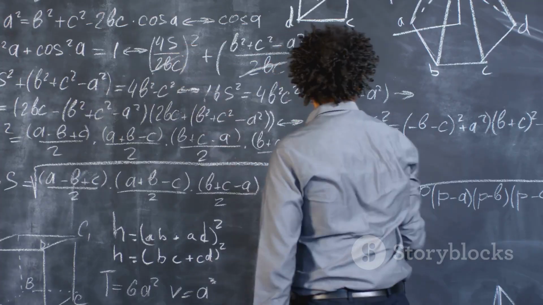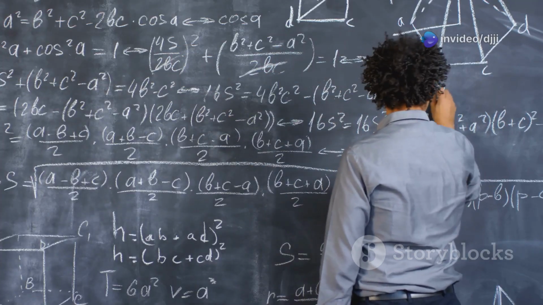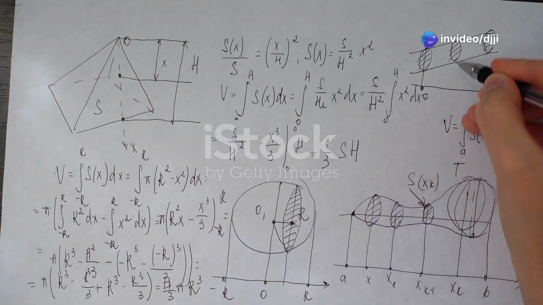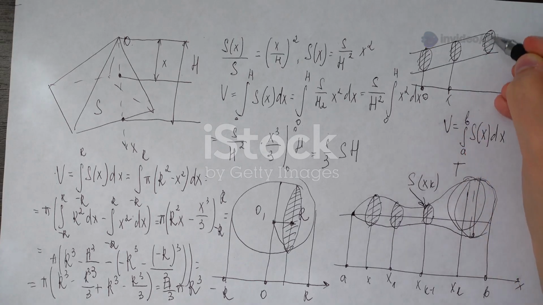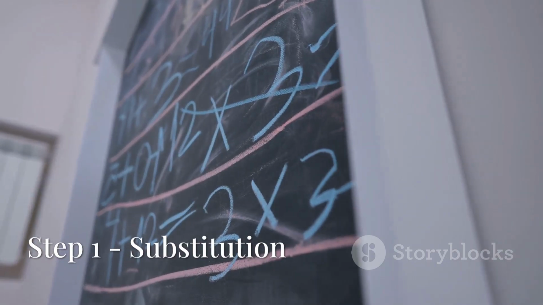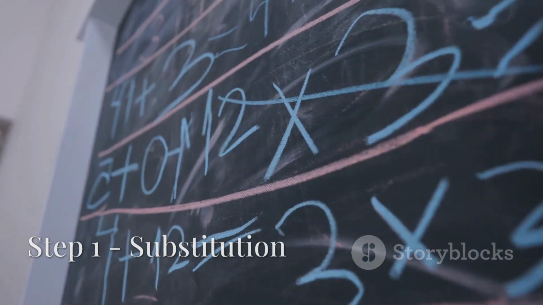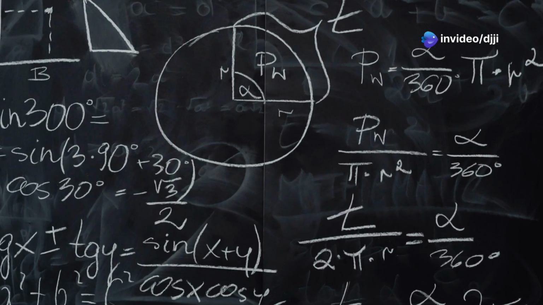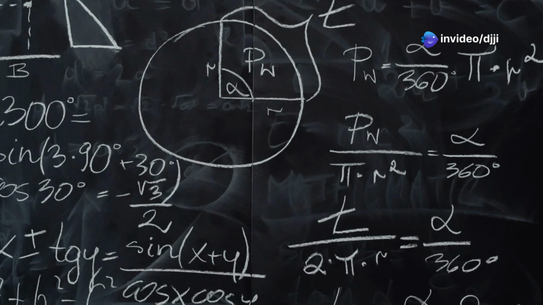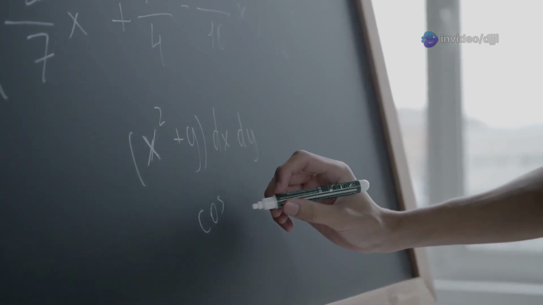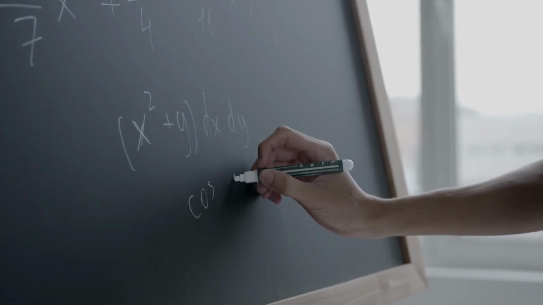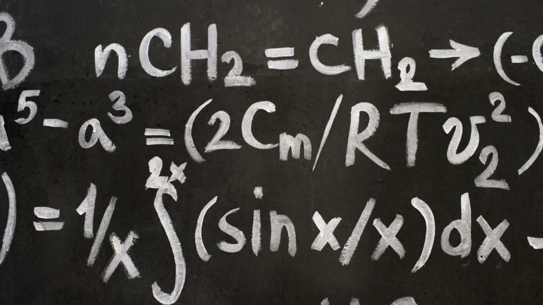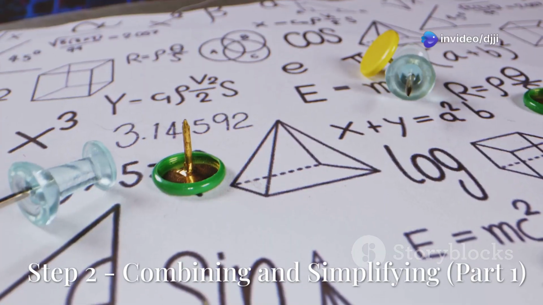Here's an example demonstrating substitution and combining trigonometric identities. Simplify the expression sine of x times cosine of x divided by 1 plus cosine of x. Solution. First, substitution. We'll use the identity sine squared of x plus cosine squared of x equals 1. We can rearrange this to sine squared of x equals 1 minus cosine squared of x. We also need to consider the quotient identity tangent of x equals sine of x divided by cosine of x.